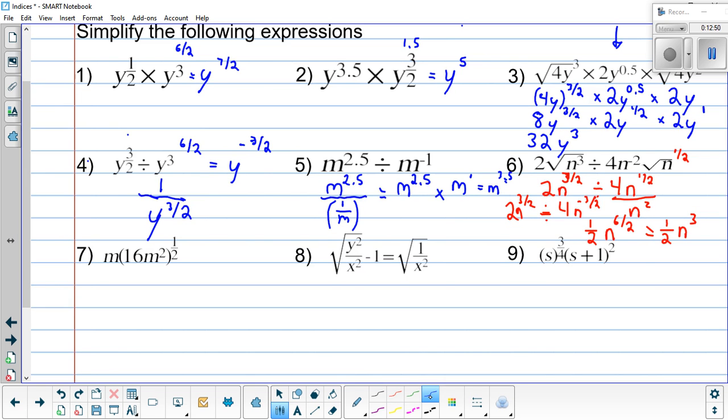Okay, so first off, we want to get rid of this bracket. So we're going to leave that m, and I'm just going to say it's multiplied by, well, square root of 16 is simply 4. M squared to the half is just m. So in the end, we're going to get 4m squared. Here, looks really nasty, right? So what exactly can we do?